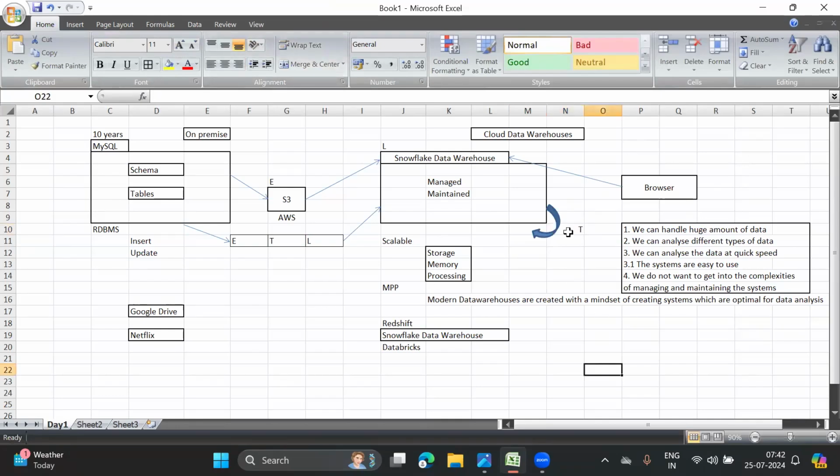So DBT is a very nice and very popular choice out there in the market, which will help you to transform the data which is already loaded into the Snowflake data warehouse.